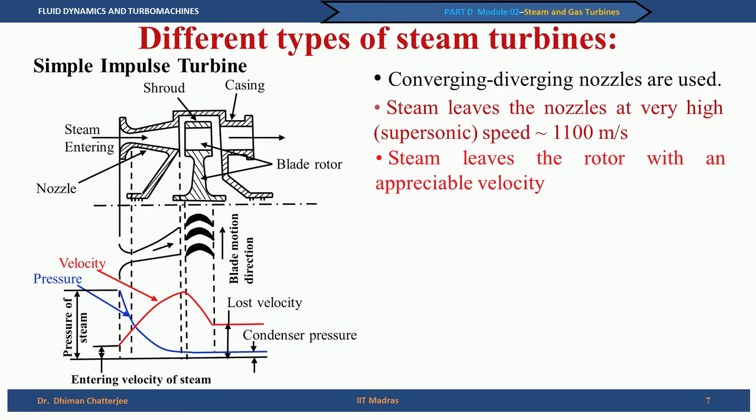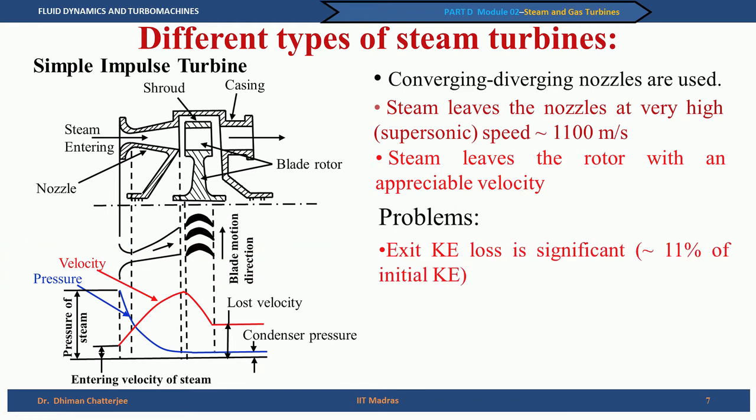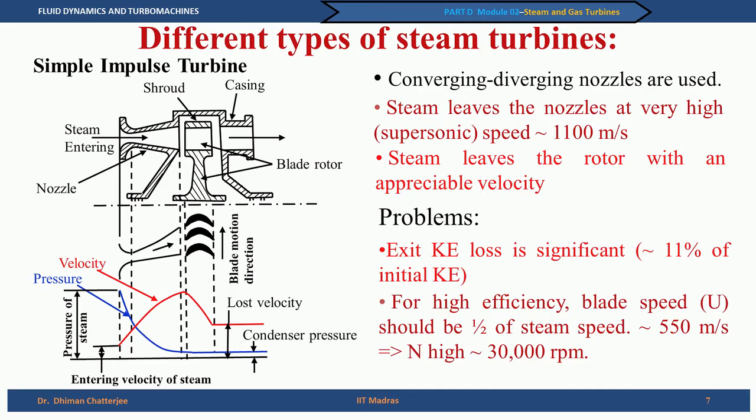Like in the hydraulic turbines, for example, we have used the draft tubes. So, similarly, here also this exit kinetic energy from the turbine should be recovered. And the other problem that will come in is that for high efficiency we know that the blade speed should be half of the steam speed. This was already discussed in case of impulse turbine.